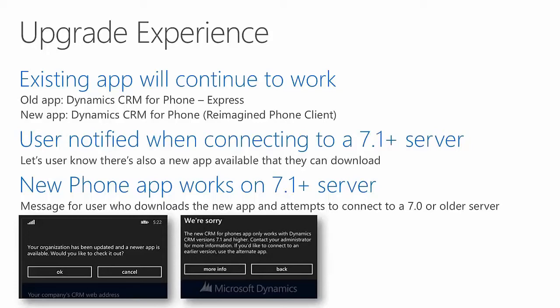If you're using the old app and you connect it now to an updated CRM Online organization with the 2015 Update 1, you'll get a notification that your organization's been updated and that there is a newer app available. You can see that notification in the bottom left here. Also, if you're trying to use the new phone app to connect to a CRM organization that is not on 7.1 yet, you will get a notification that 7.1 is required, and you'll get pointed back to the previous phone apps to use those in the meantime.